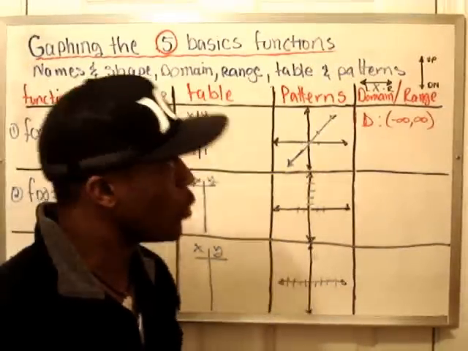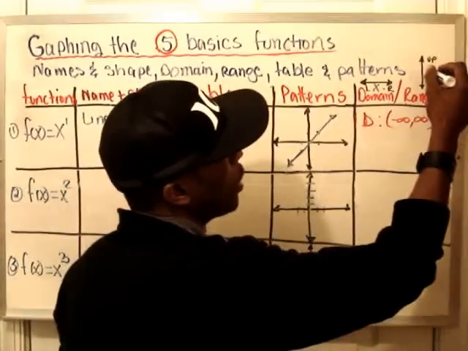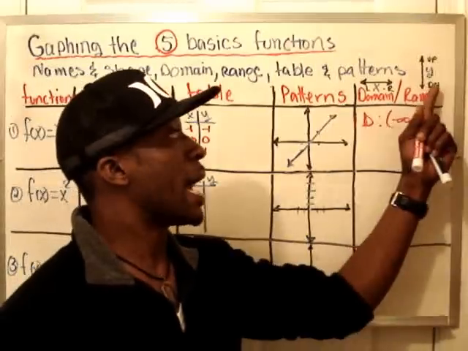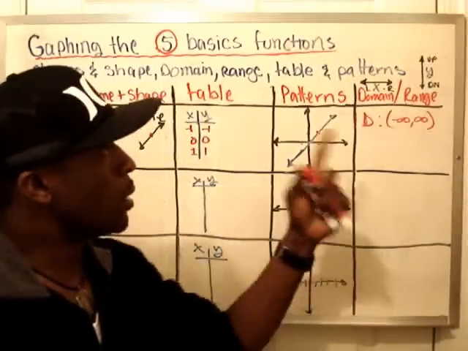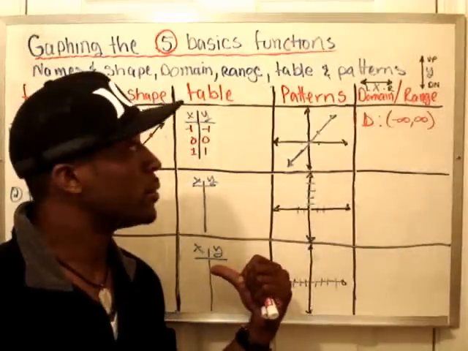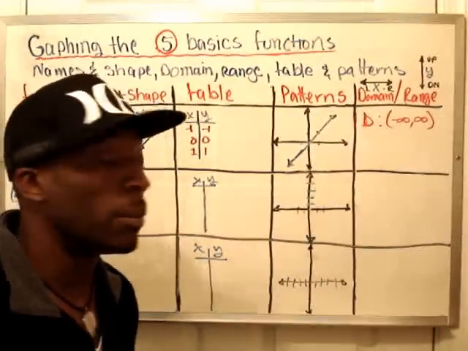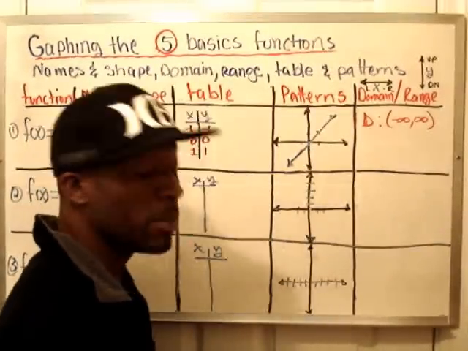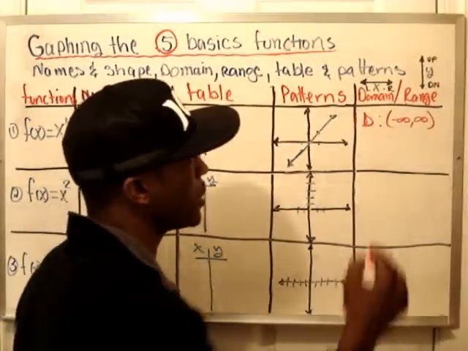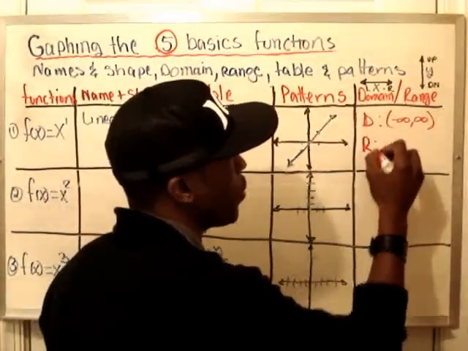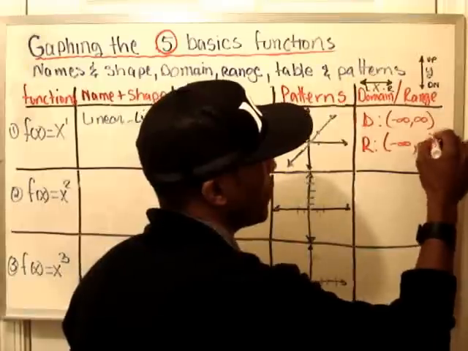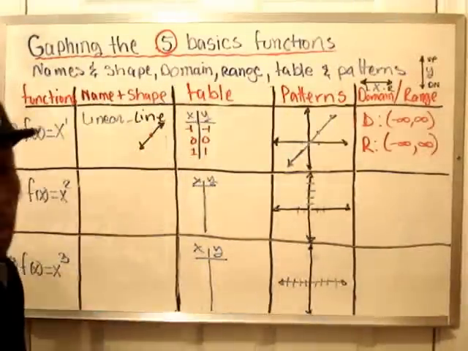And for the range, we're talking about the y values, from down and up. In this case, the graph looks like it's going down, and it also looks like it's going up. So we're going to say there's no limit on those two, because it's going to continue to go up and continue to go down. So the range will be -infinity to +infinity. And that's for the linear function.